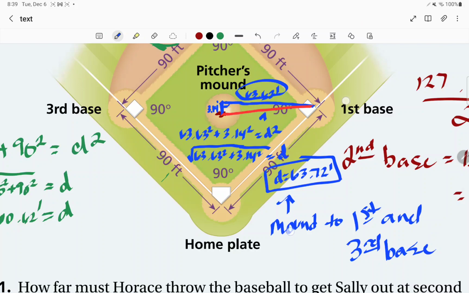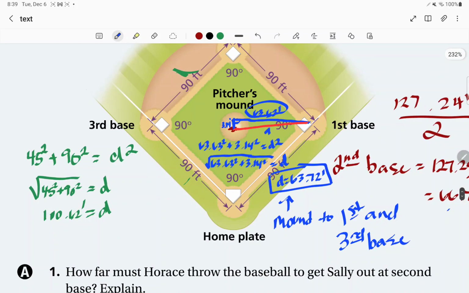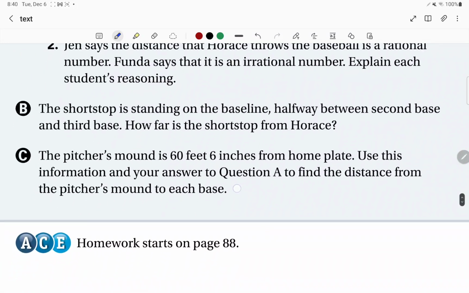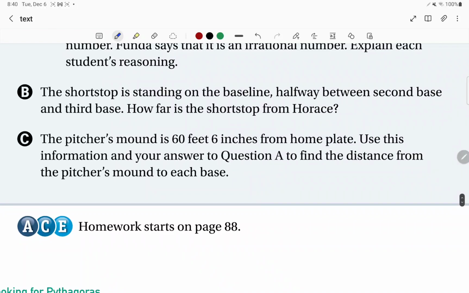Okay, so make sure you clearly have all of these distances from the pitcher's mound to second, first, third, and then home base. So pitcher's mound to first and third will be the same, but pitcher's mound to second will be different than the pitcher's mound to home plate. Okay, so that answers question C.